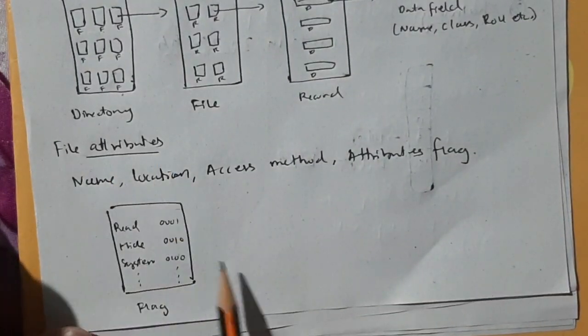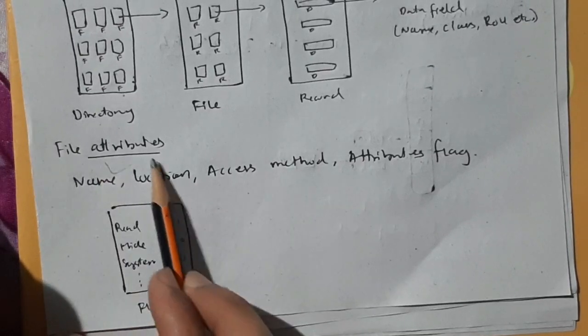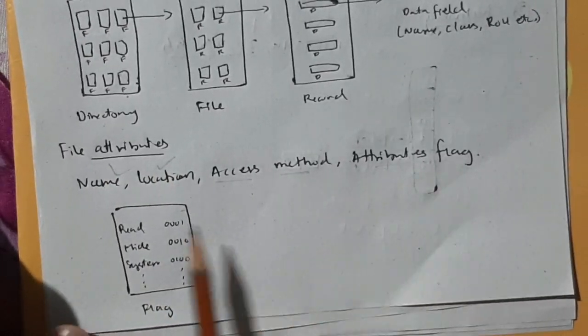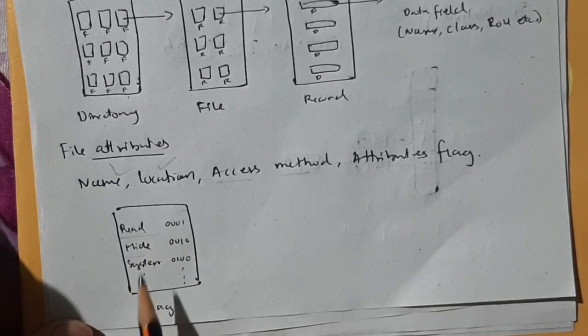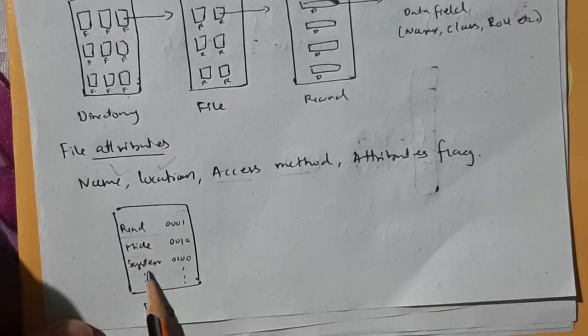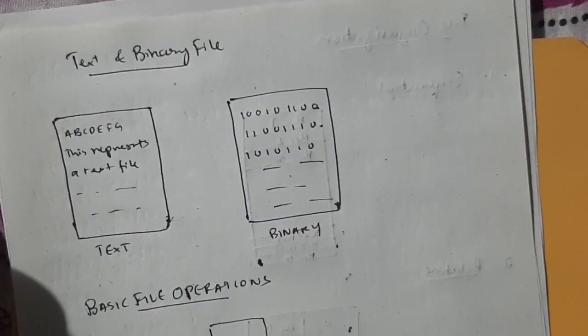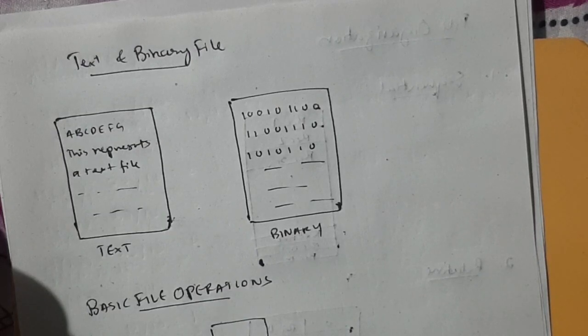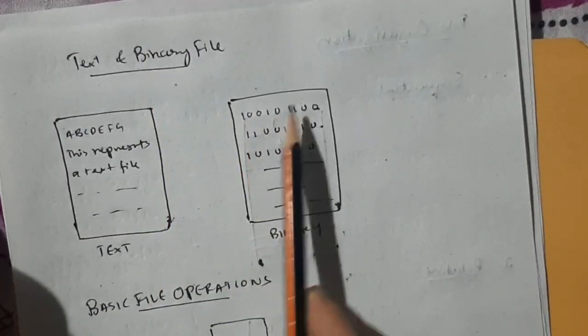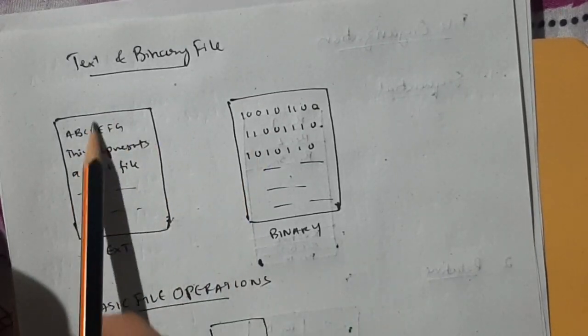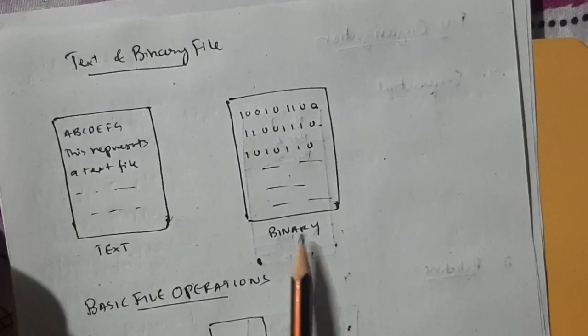Then file attributes means for every file there will be a name, where it is stored, how to access it, and attribute flags, meaning whether we have to read the file or hide the file or whether it is a system directory. Everything will be the attribute flags. Now the third thing here is text and binary file. You know what's binary? Ones and zeros, right? And text is ABCD, like alphabets. So if the file is stored in this form, it is text. If in this form, it is binary.